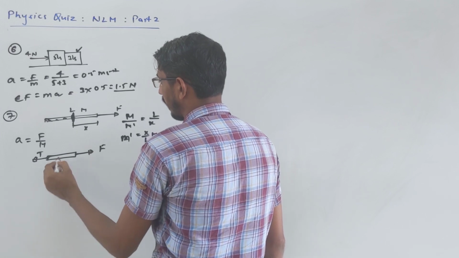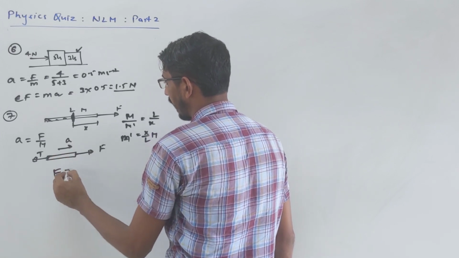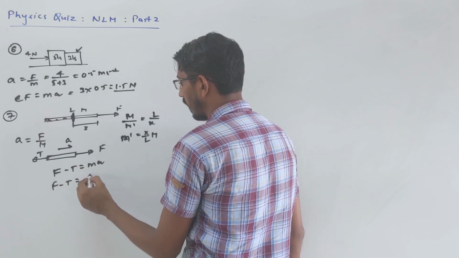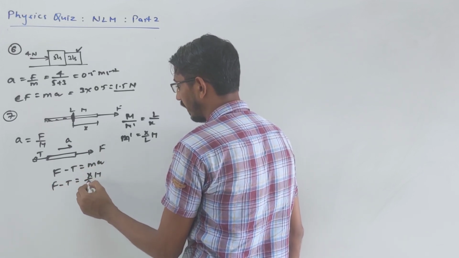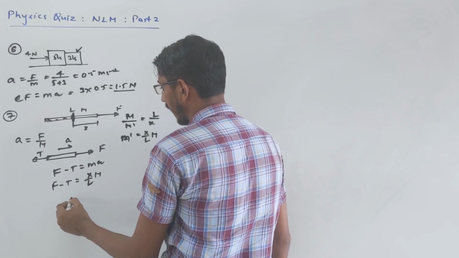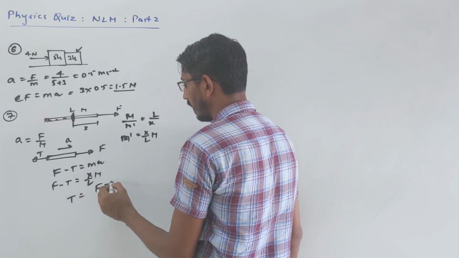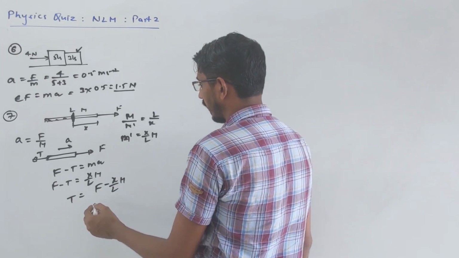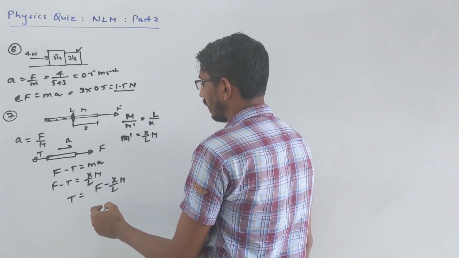Okay, so what is the answer? Let's write the equation. It is accelerating in this direction, so F minus T is equal to Ma. F minus T, M is X by L of M, right? So tension will be simply F minus X by L of M, correct? Okay, so that's your answer.